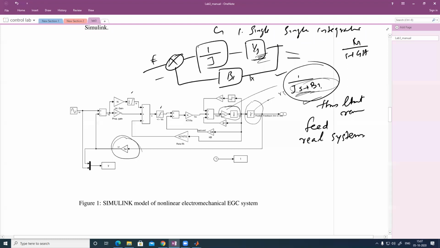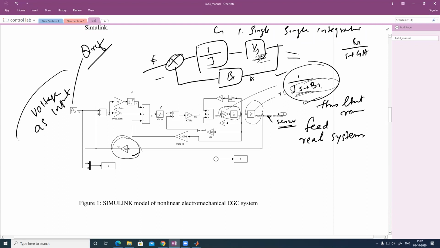So in a real system, you are connecting a sensor here, and the sensor is calibrated to some value. That sensor calibration value we are feeding as Kp. And here we are giving voltage as input. In the last lab you were given theta reference as input. Now you are giving voltage as input. So it is a real system, where you are applying a voltage corresponding to that theta.